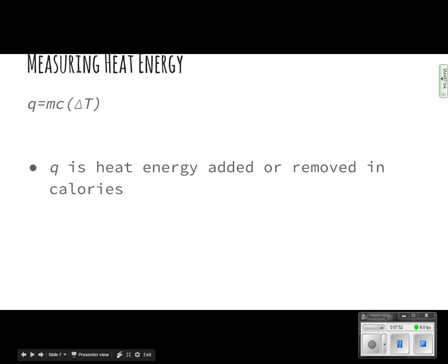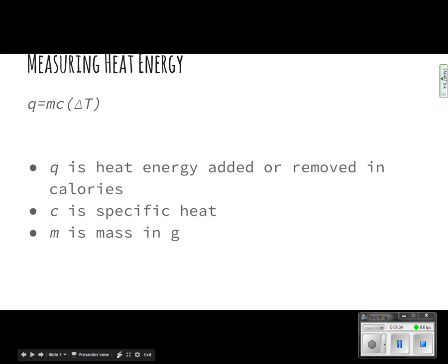Q is the amount of heat energy that you can add or remove to a substance, and the unit for heat energy is calories. So you've probably heard of calories before, but never thought of them as a unit or a measurement for energy. C is specific heat. What we'll see in a little bit is that certain substances like water and hydrogen, it takes a lot of energy to raise their temperature, while other things like glass, it's really easy to change their temperature. There's not a lot of energy you have to add. So every substance has a different specific heat. C is the variable for specific heat.